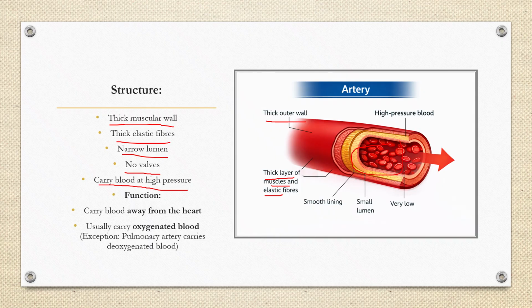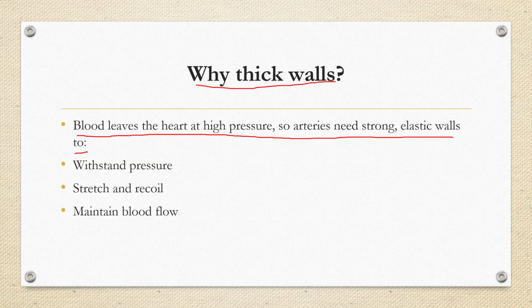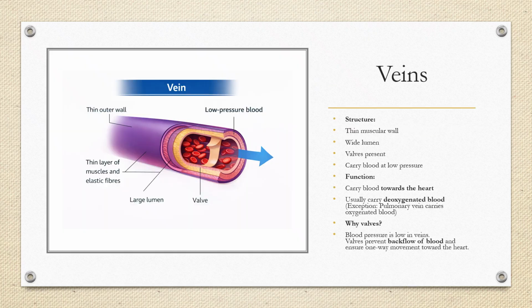Next, what is the function of an artery? Carry blood away from the heart. Usually they carry oxygenated blood. What do you mean by oxygenated blood? The blood that contains more oxygen. But there is one exceptional case, and this is the pulmonary artery, which carries deoxygenated blood. Why do arteries have thick walls? Because blood leaves the heart at high pressure, so arteries need strong elastic walls to withstand high pressure, stretch and recoil, and maintain blood flow. So that's why arteries have thick walls.